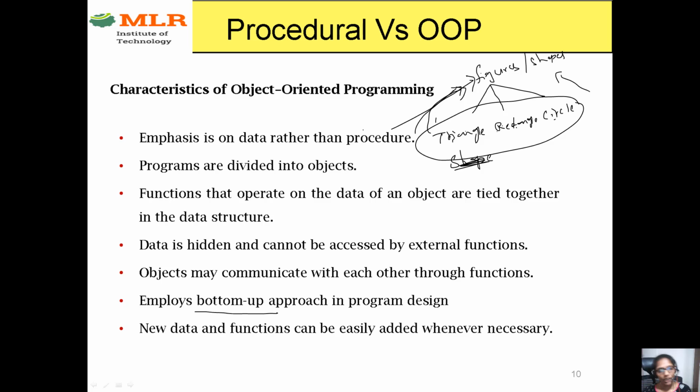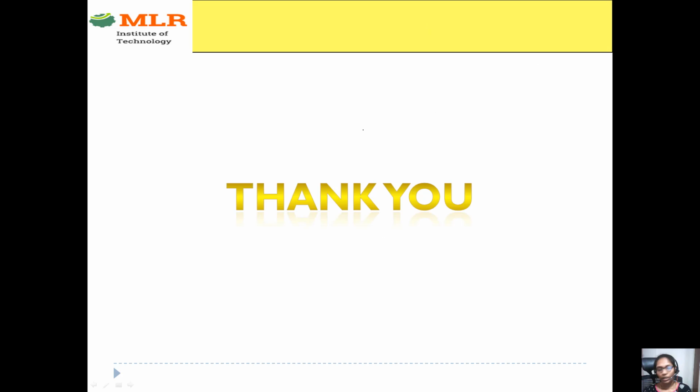So these are some differences between procedural or structured and object oriented programming. The main thing is in procedural everything will be in the form of functions, whereas in object oriented everything will be in the form of objects. And in procedural the problem is data security, which you are solving using object oriented programming. So this is about this video, and thank you.